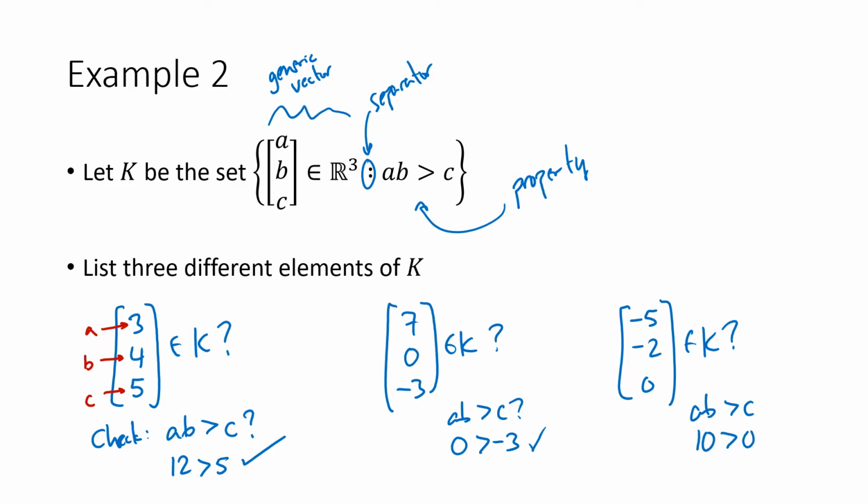C is 0. Is 10 greater than 0? Yes, it is. And so that's another example of a vector in my set K. So again, it's a little bit trickier to generate examples when we're talking about the property description, but that's the idea.